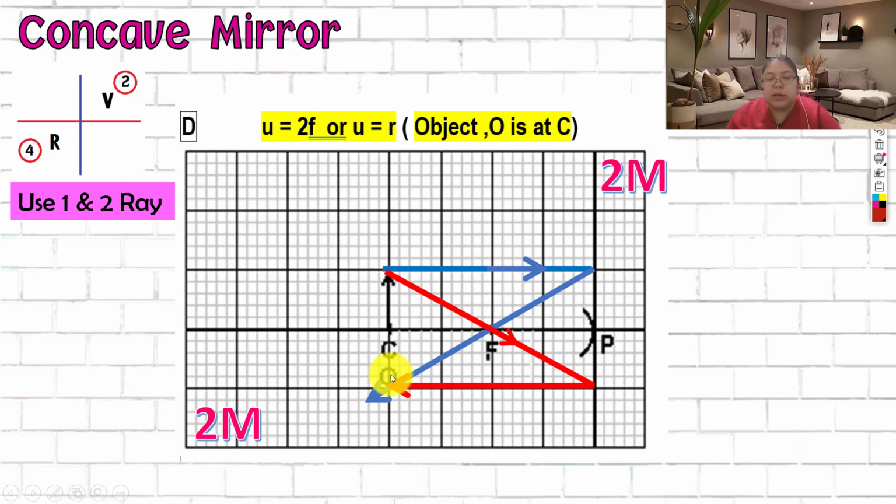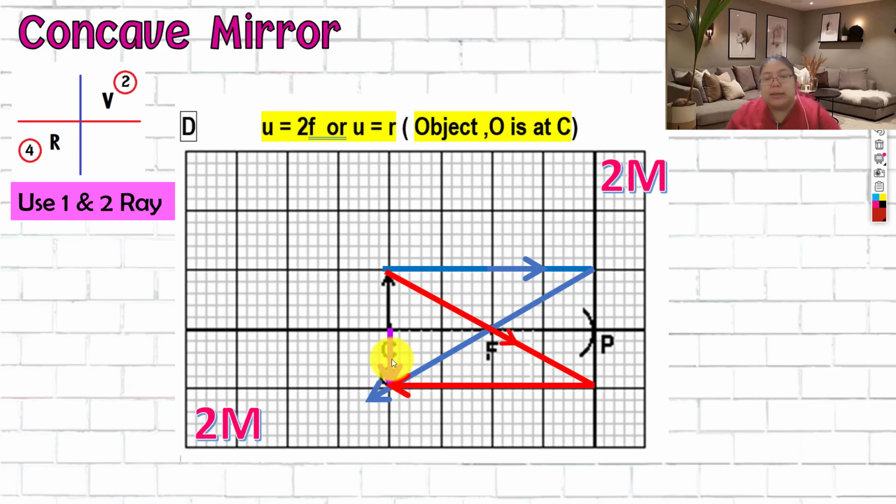In this situation, we need to draw the image. The image must start from the horizontal line and be drawn downwards. So this one is the image. From here we write the characteristics. Below the horizontal line, there's a real image. Real partner should be inverted. One more thing, we compare the size. The size must be exactly the same. When U equal to F, the image size is exactly the same as the object.